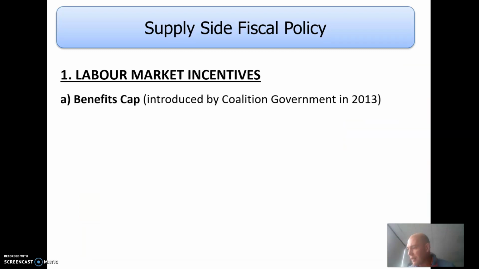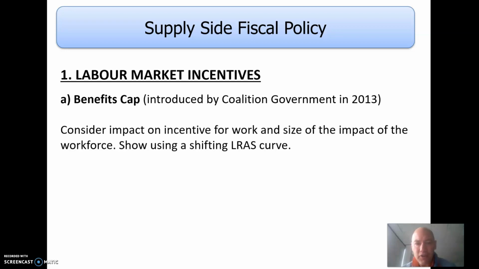Okay, let's have a little look at your notes. So for me, it's moving on to page 78. Certain things that the government can do. One of the things that it can do is have a benefits cap or cut, and just in terms of recent times, this was introduced by the coalition government back in 2013. What you need to do is consider the impact on the incentive to work and the size of the workforce. Okay, so if you hold benefits or cut benefits, what impact would this have?